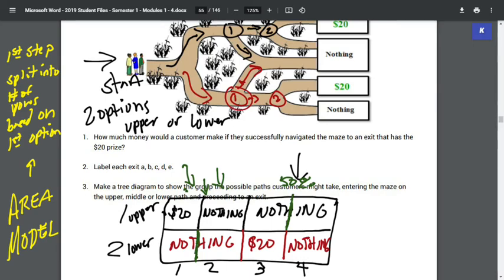So I'm getting area, right? So this is an area model. So I'm going to take the area of this. So I need to figure out how many rectangles or squares that I have. So I'm going to take the 4 right here, 2 right here, multiply that with each other. So I get 8. So if I want to figure out the probability of getting $20, I need to count how many boxes have $20, which is 1 and 2. So it's going to be 2 over 8, which reduces down to 1/4.